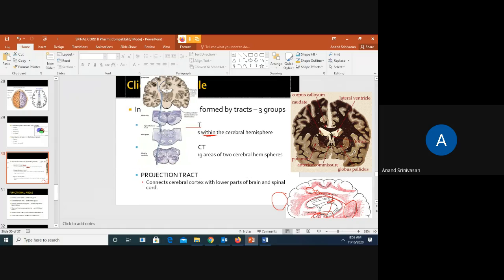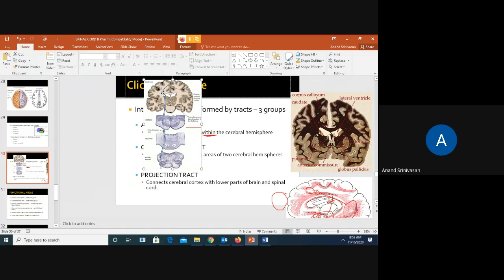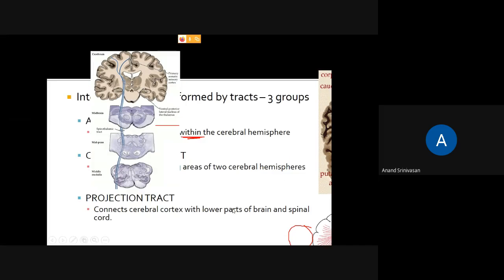Lastly, the projection tract. The projection tract connects the cerebrum to the spinal cord, or the lower parts of the brain. What is its function? You know that the spinal cord controls the lower limb and other structures. But the brain also controls the spinal cord.